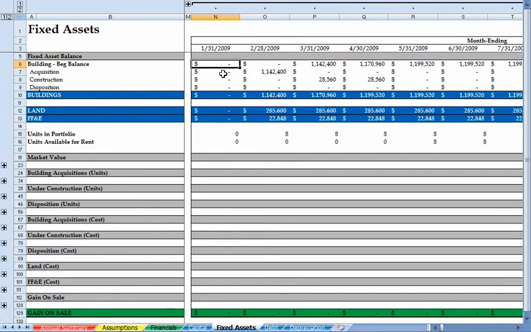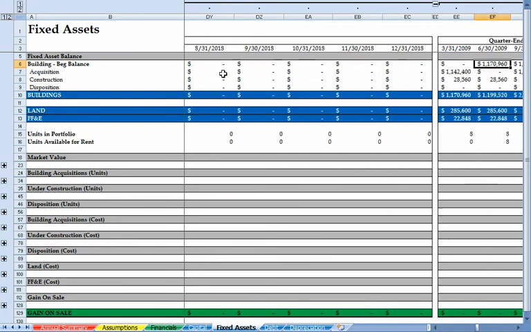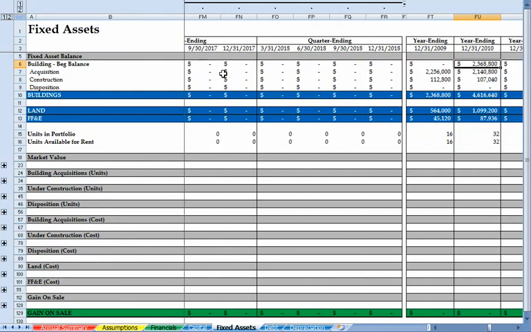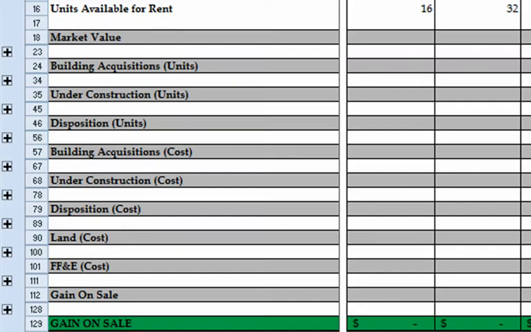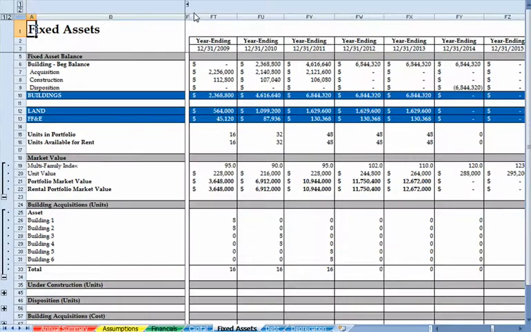One quick side note. While the timing of John's model calculates on a monthly basis, quarterly and annual summaries are incorporated on every tab. Also, notice the use of my grouping function. This allows for quick access to any line item during any specific time period.